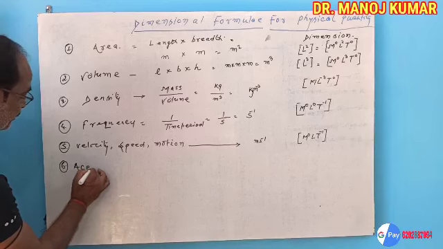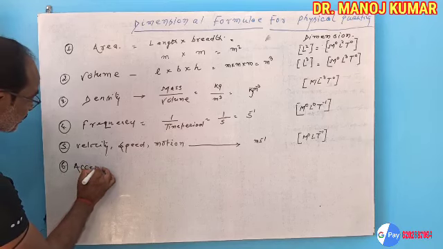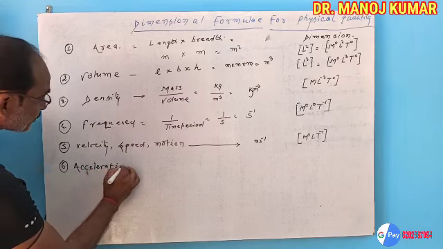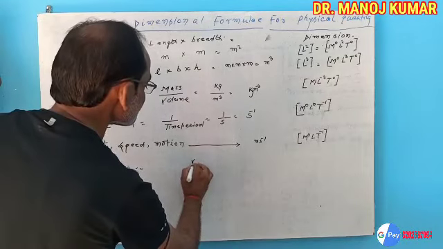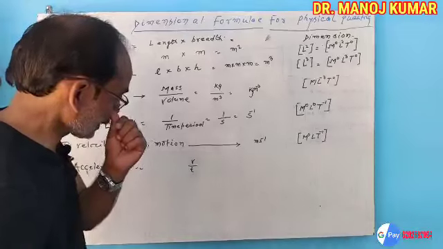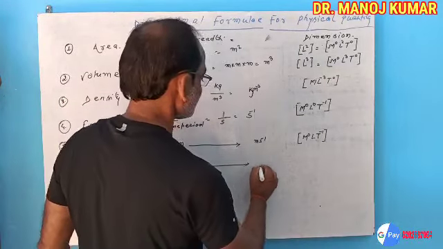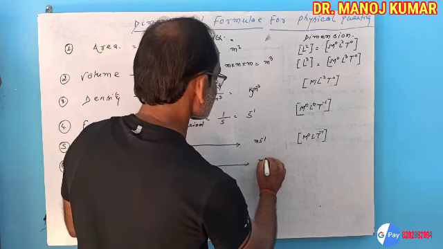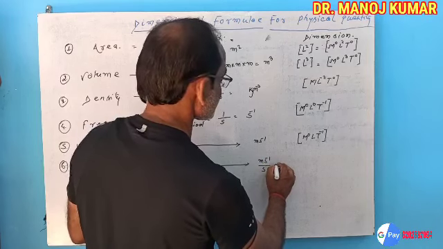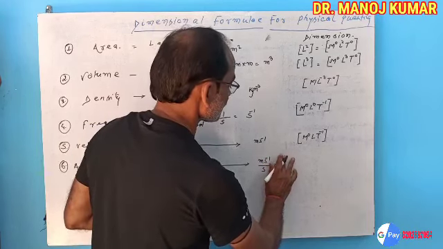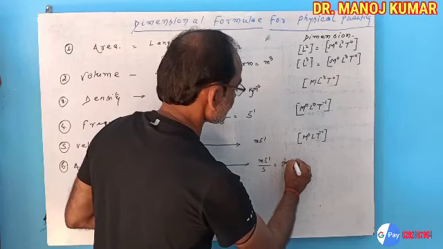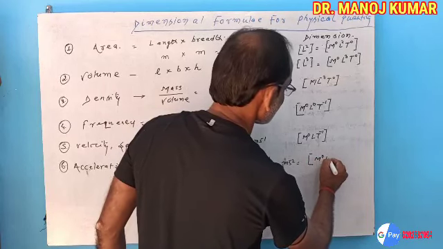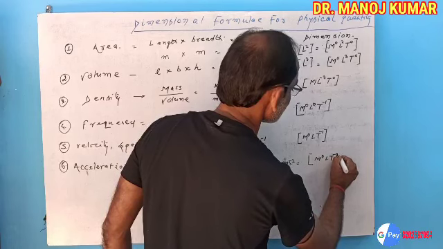Acceleration is v by t, velocity upon time, that can be written as ms minus 1 by s, that is ms minus 2. Its dimension is M naught L T minus 2.